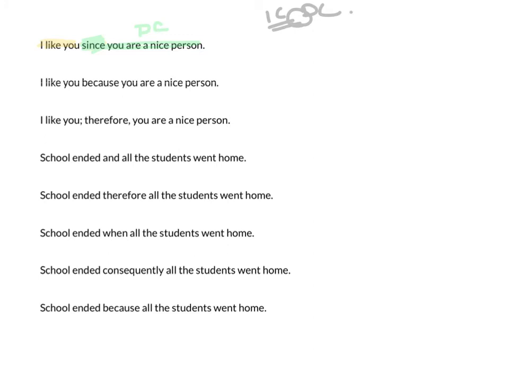I like you because you're a nice person. What is the subordinating conjunction? Because, thank you. So what idea is my less important idea, my DC? Yes, you are a nice person. What is my main idea? I like you. But look what we have here. If you notice, look at how the punctuation changes, going from here to here. I like you because you are a nice person. I like you, therefore, you are a nice person.